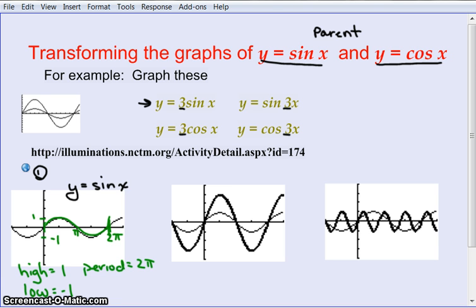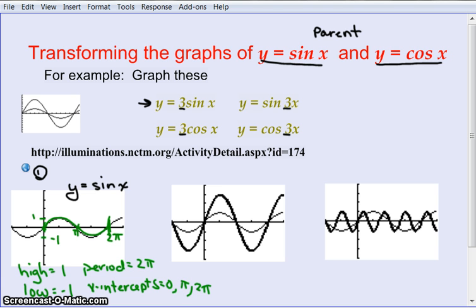It also has some x-intercepts. Those help us in graphing. Its x-intercepts are here at 0, here at pi, and again at 2 pi. And then it continues following those same intervals.